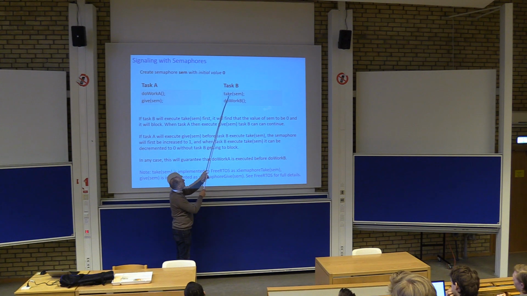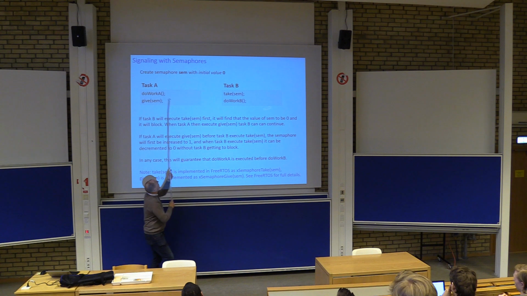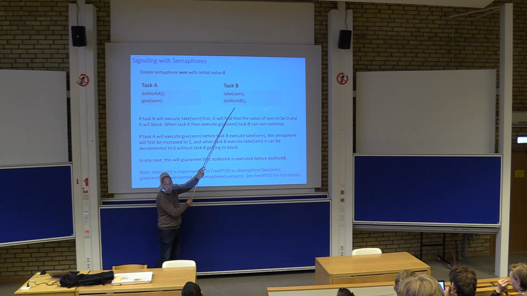Now task B will try to decrease the semaphore. At this point, the value of the semaphore was 1, right? So it's larger than 0. So this take operation will succeed, and it will continue immediately. And then it will do work B. So we execute first work A and then work B.